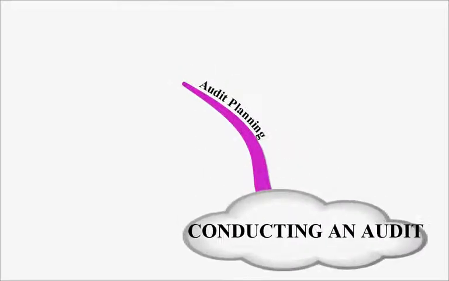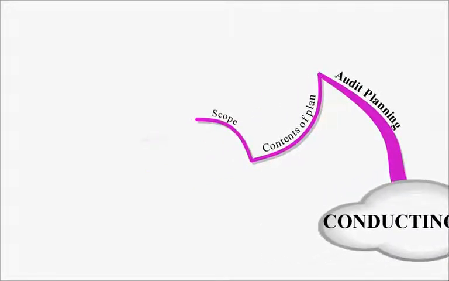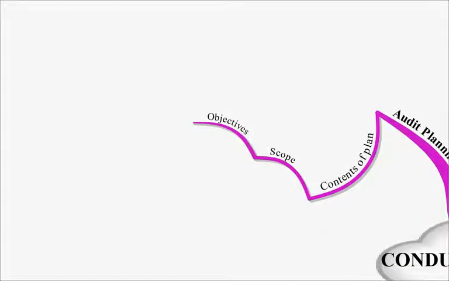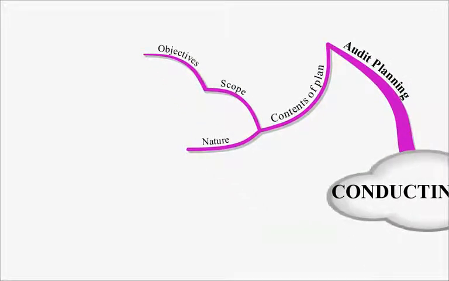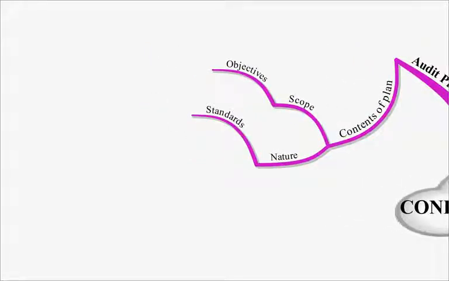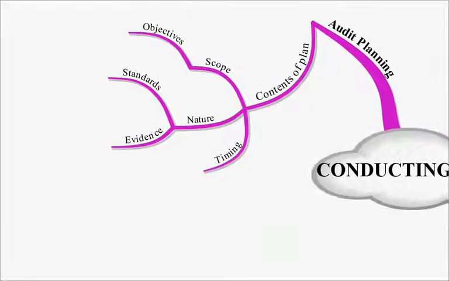First thing we looked at was our audit planning. So what were the contents of our audit plan? Well, firstly it defined the scope of the audit and sets out the objectives. Secondly, it sets out the nature of the audit, and this tells us what standards we're going to use and what evidence we're going to collect. Lastly, it tells us the timing of the audit. What is our timetable? When do we want to have it done by?